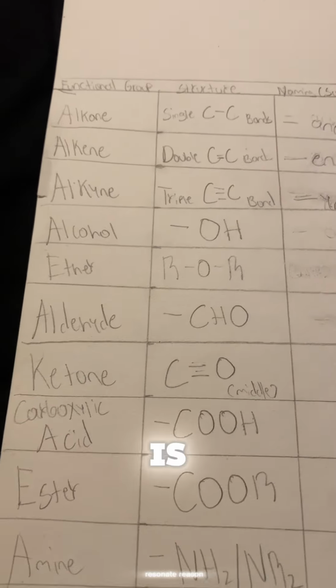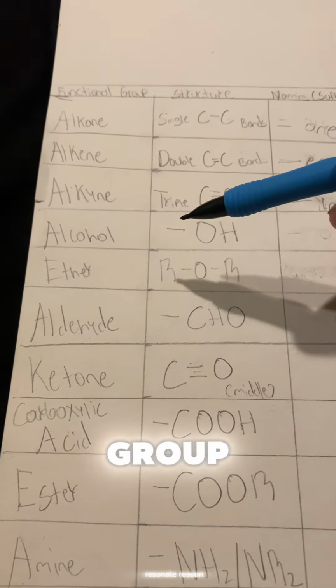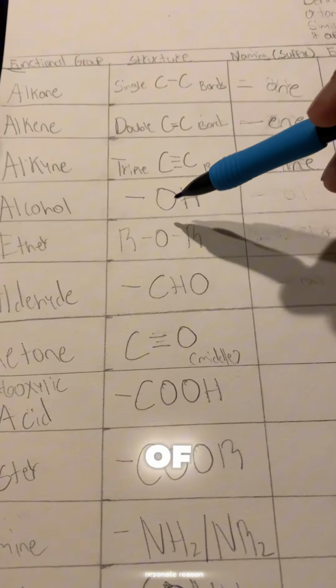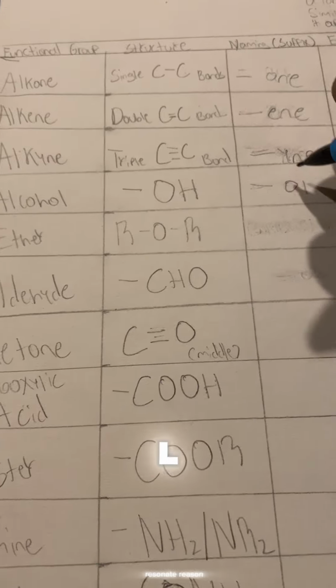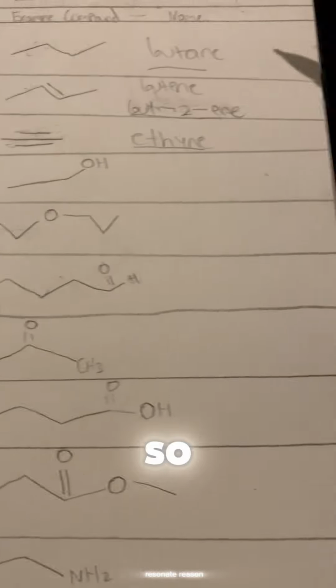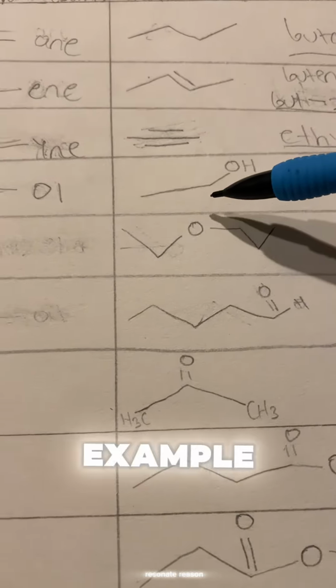The next functional group is an alcohol group. So basically an alcohol group is just a hydroxy group attached to the end of a carbon chain. And the way we write this suffix is going to be dash OL, like the suffix in alcohol. So let's name this compound for an example.